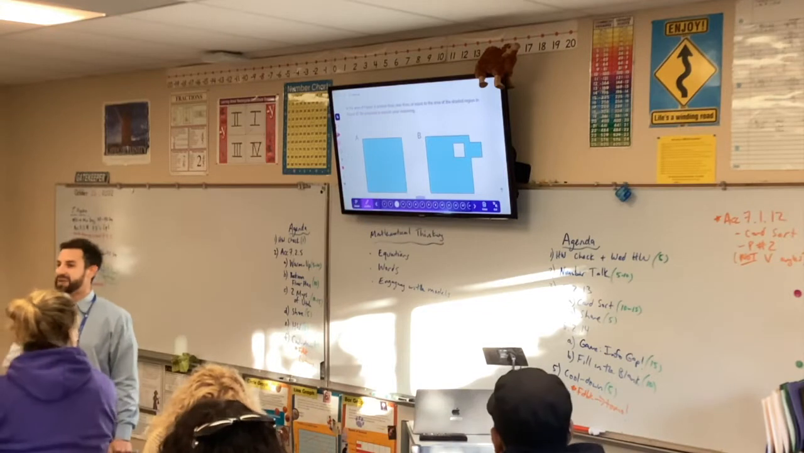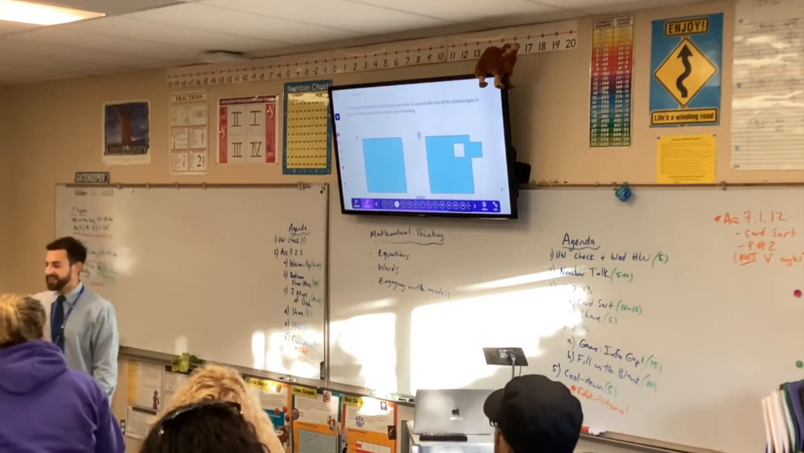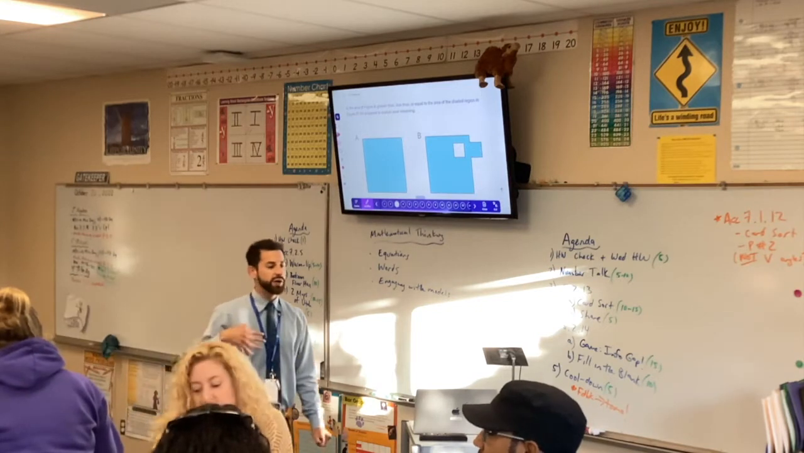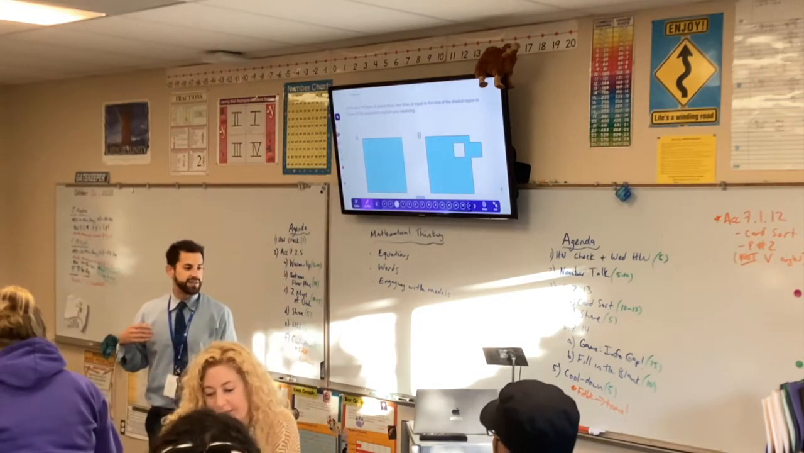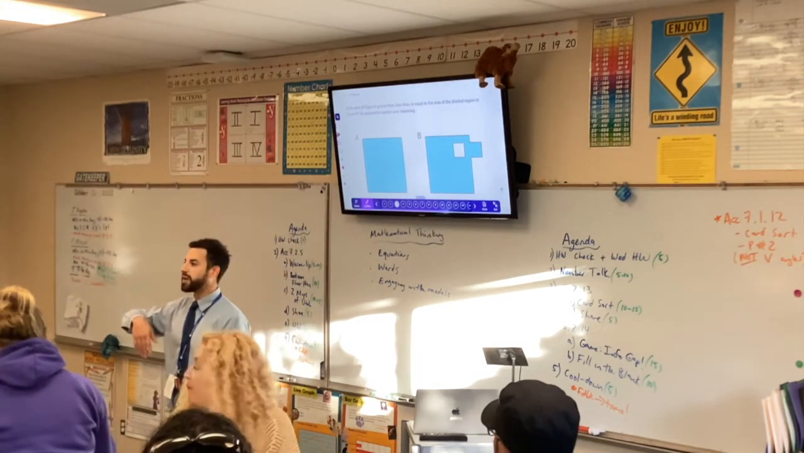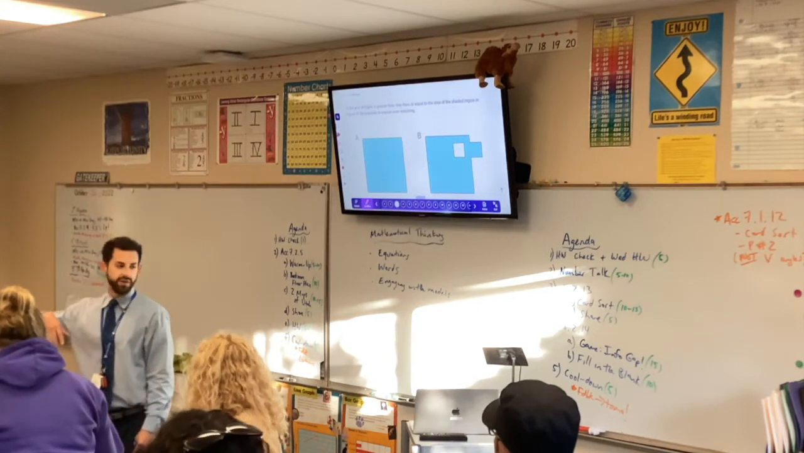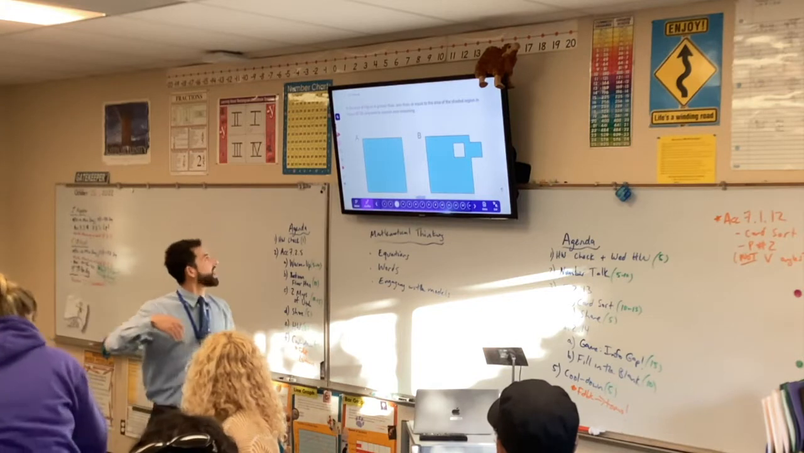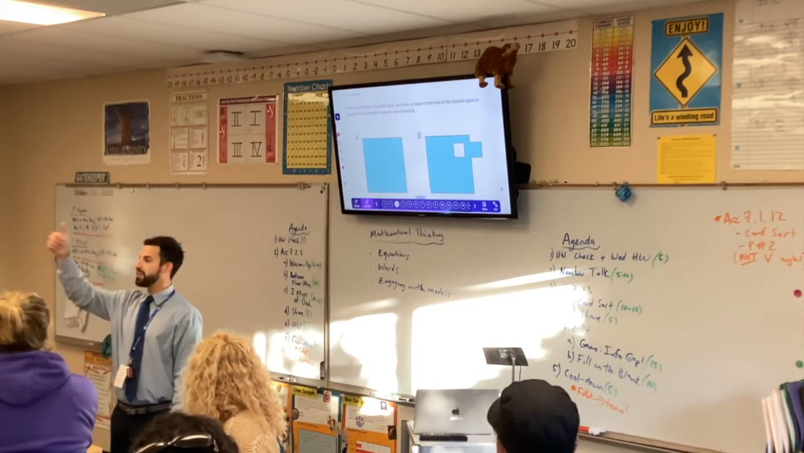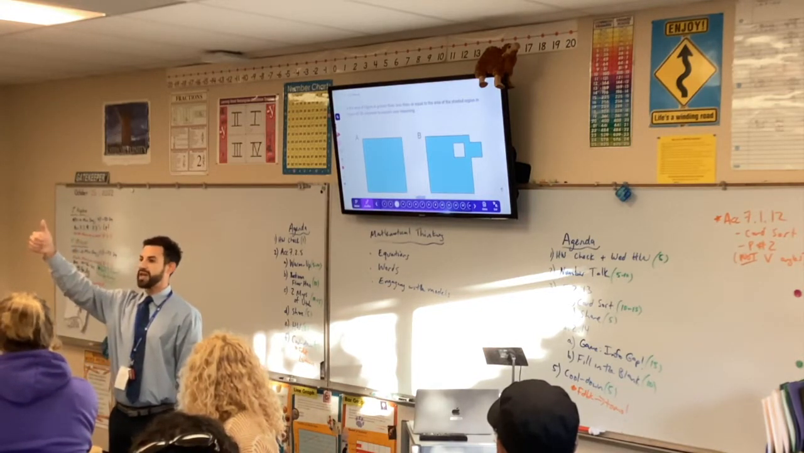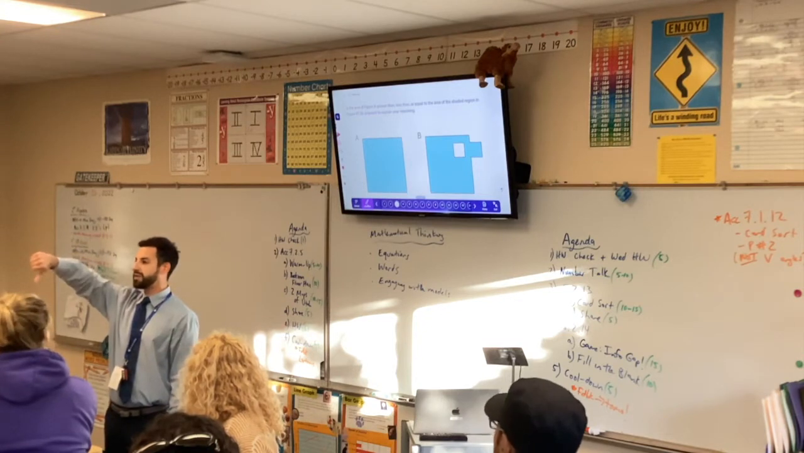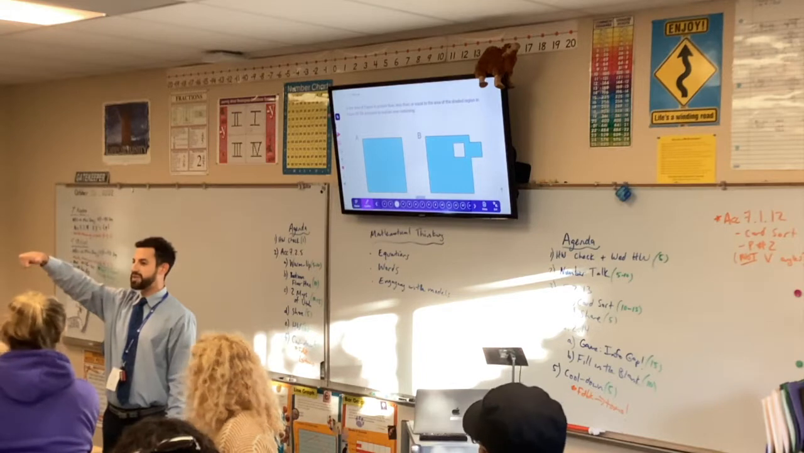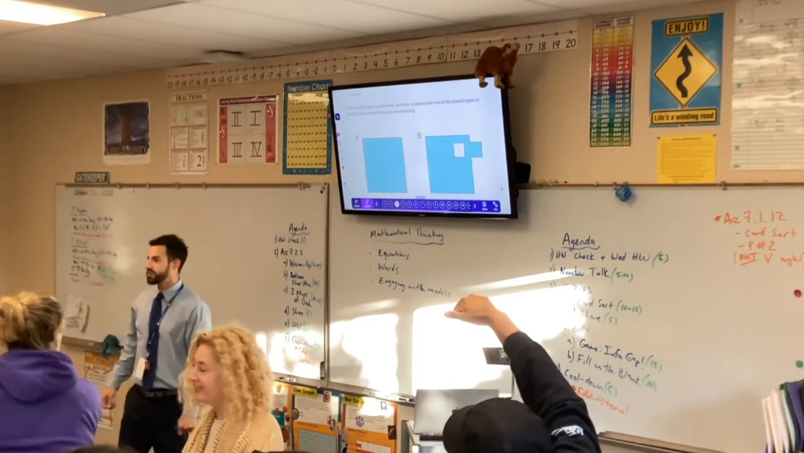I very much enjoyed walking around and listening and looking at people's annotations and hearing different people's thoughts. Before we hear a couple ideas, I just want to do a quick poll of the class. Okay? So if you thought the area of figure A was greater than figure B, could you put your thumb up? If you thought the area was less than figure B, put your thumb down. Or if you thought the areas were equivalent, you could put your thumb sideways.